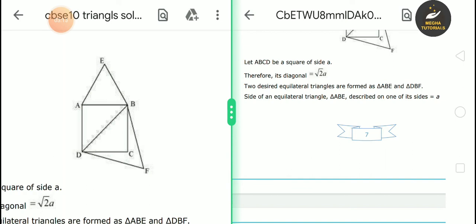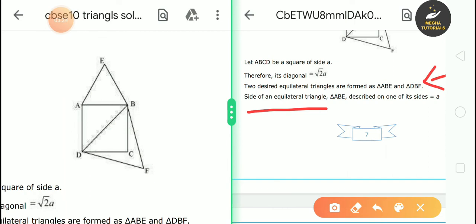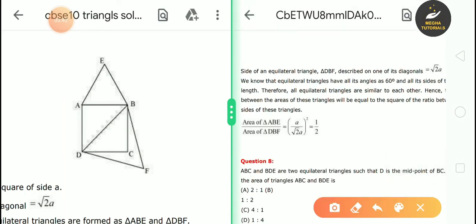Two desired equilateral triangles are formed: triangle ABE and triangle DBF. The side of equilateral triangle ABE on one side is A, and the side of equilateral triangle DBF described on its diagonal is √2A. Also the angles of each triangle are 60 degrees. Therefore by the AA test of similarity both triangles are similar.